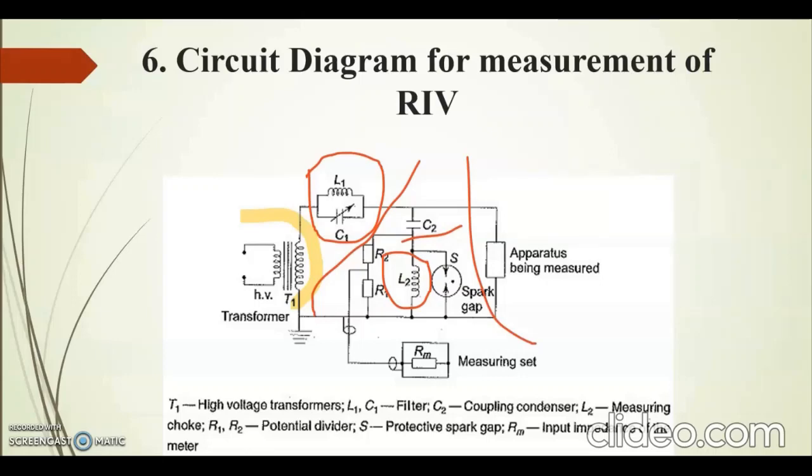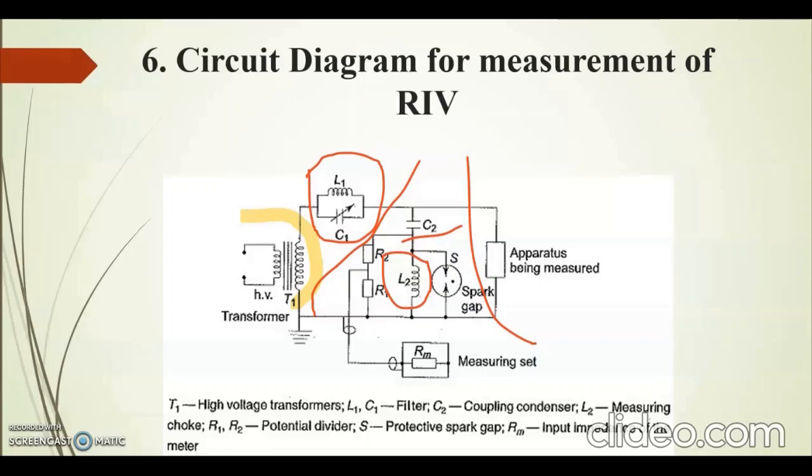So this C2 will act as a coupling capacitor, that will basically couple the two stages. Now see what happens. Suppose the transformer bushings are producing a very high frequency signal, then it will be reflected towards L2. Now through L2, R1 and R2 will act as basically a potential divider. So this R1 arm belongs to the low voltage arm and the R2 arm belongs to the high voltage arm.